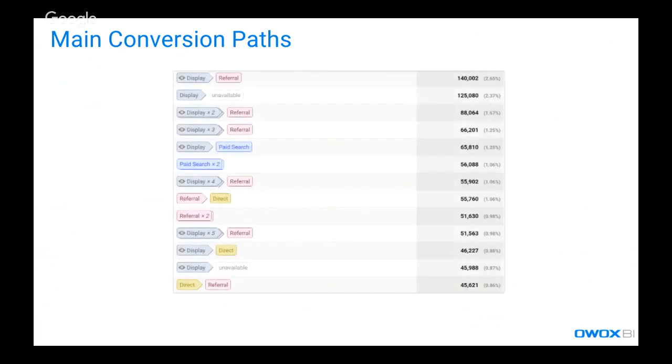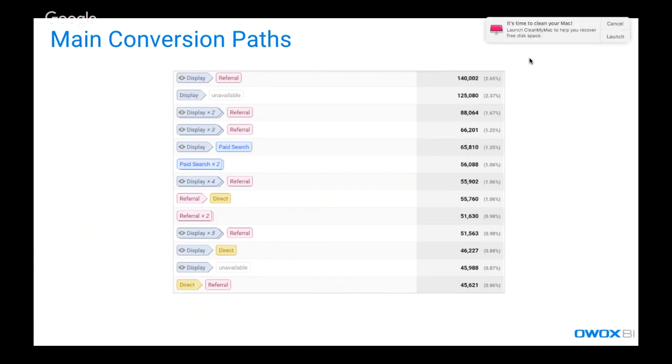Here is an example of the main conversion paths on a site. As you can see, the last source in these chains is basically the referral or direct channel. But before them, we often see paid advertising channels like display or paid search, and we really want to measure their effectiveness, not the referral channels. So when we use only the last click model to evaluate the efficiency of a channel, paid sources won't get much value, although they pushed the user to make the conversion on your site.